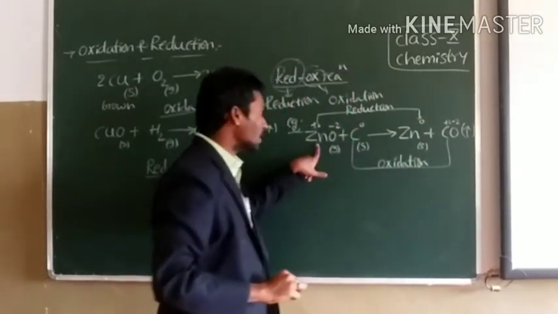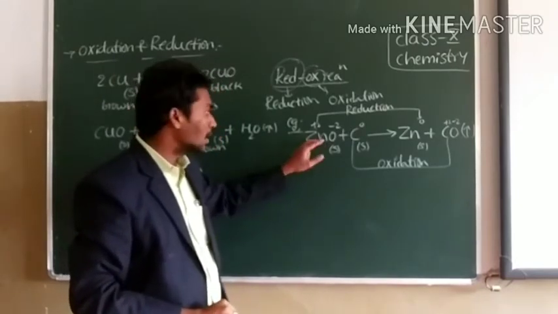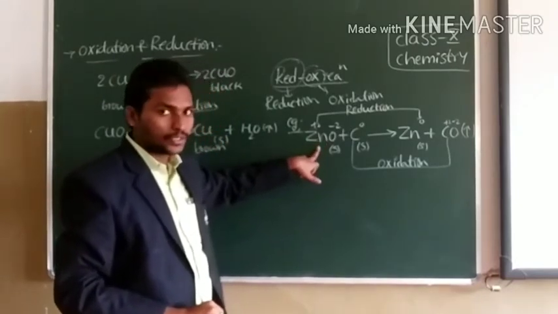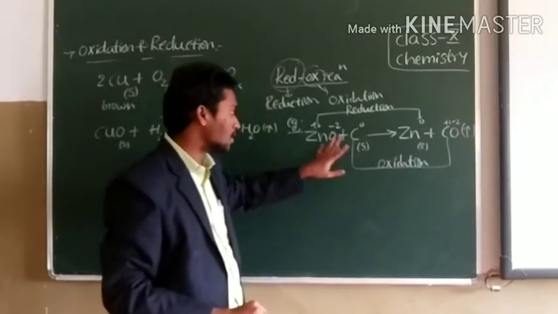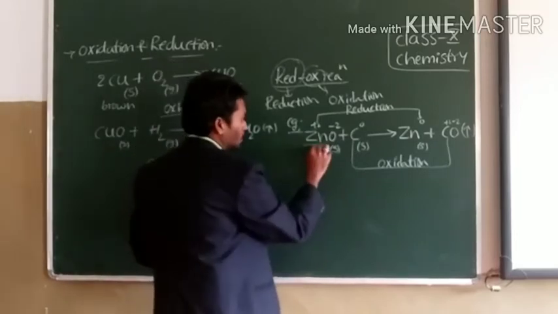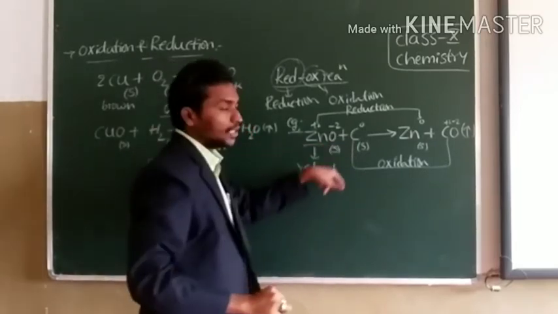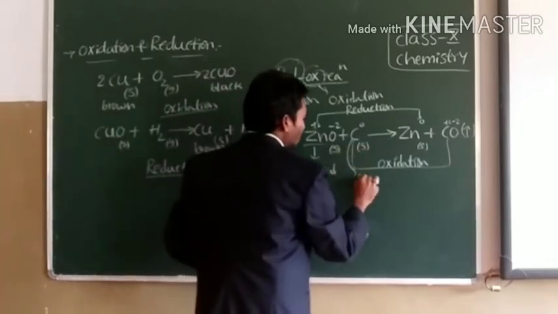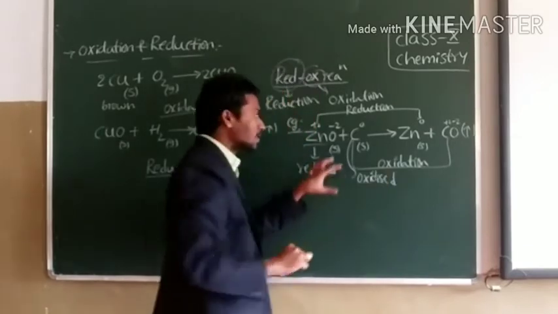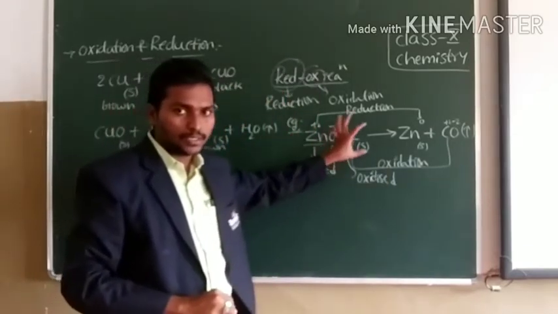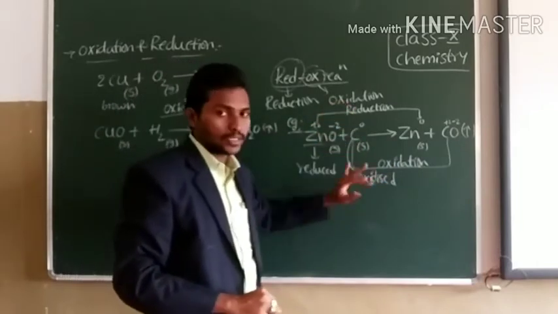So in this reaction, zinc is reduced and carbon is oxidized. I am repeating, children. In this reaction, zinc is reduced and carbon is oxidized. So in this reaction, both oxidation and reduction take place. Such kinds of reactions are called redox reactions.